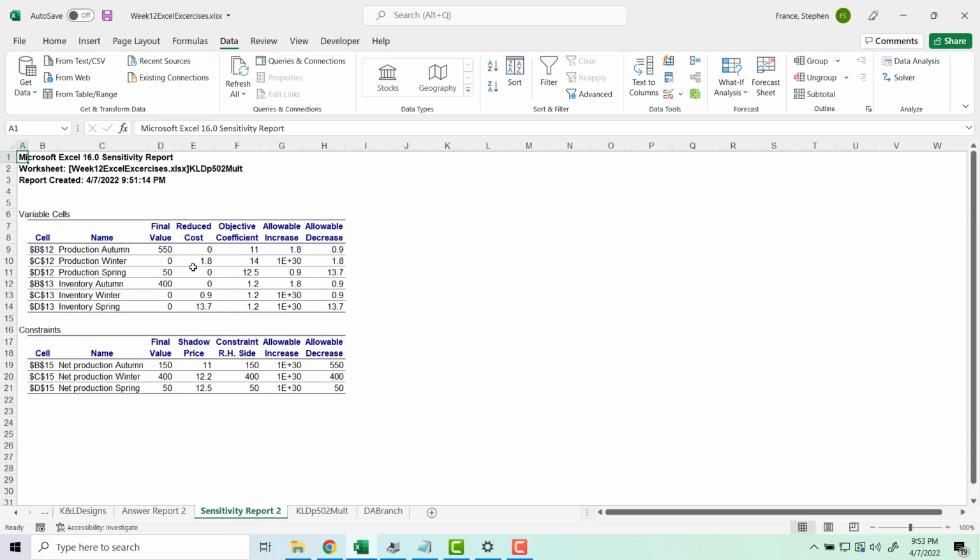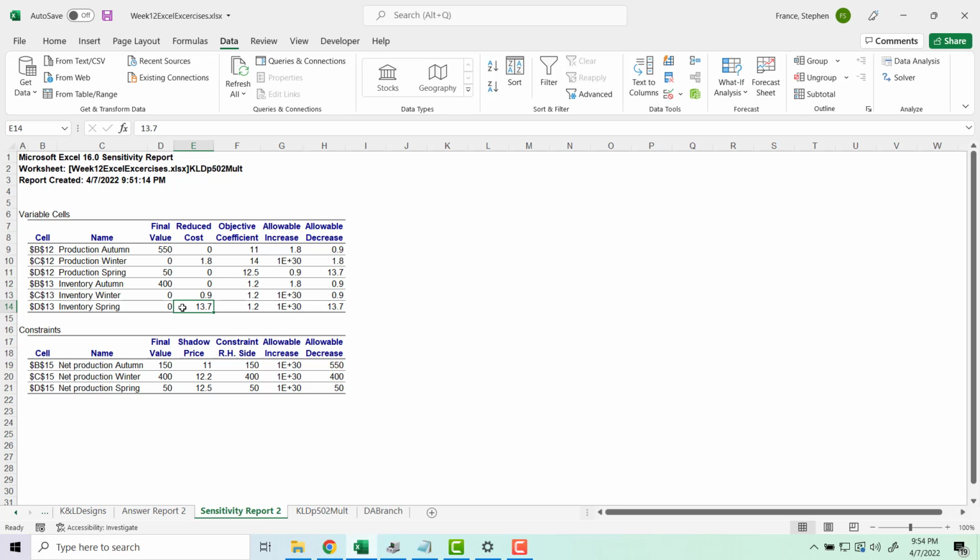Sensitivity analysis. Now remember, the reduced cost is the change in the objective to get our variable in the model. So to produce in the winter, our production cost for winter needs to be 1.8 less. And that just means if the production cost is 1.8 less, it's now less expensive to produce in the winter than to produce in the autumn and pay the inventory to hold over. And again, it's the same for the inventory for the winter and the inventory for the spring.